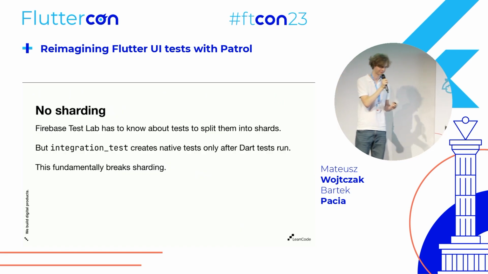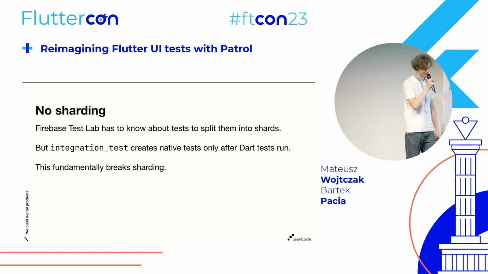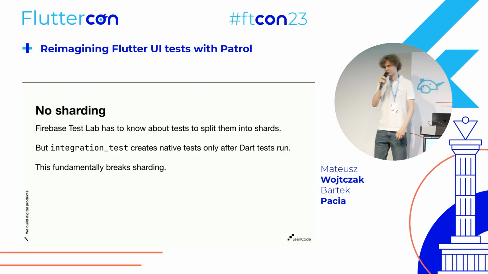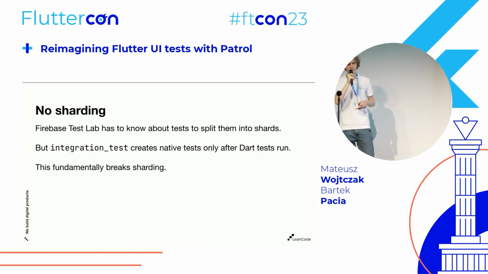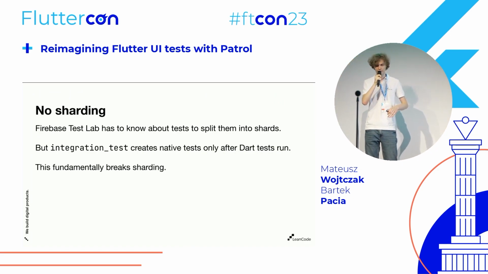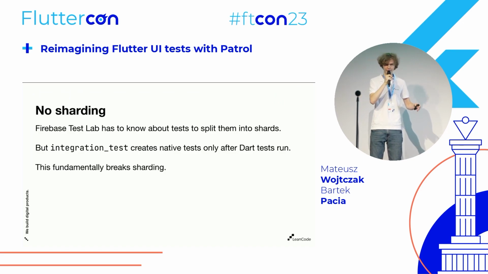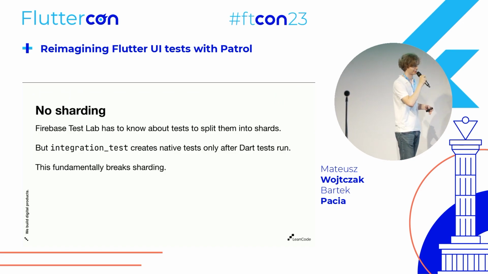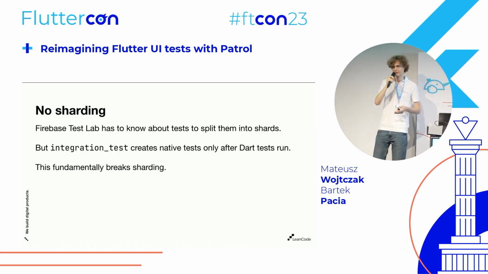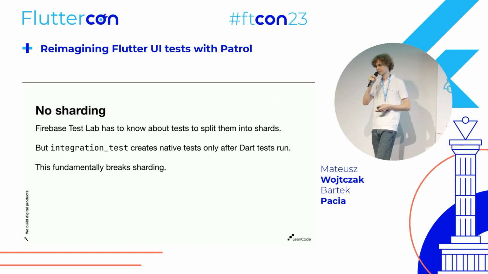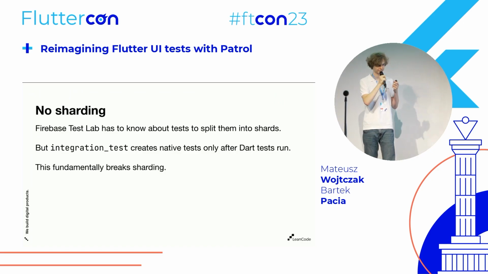Also, you get no sharding when you are using the integration test plugin. Sharding, for those of you who don't know, is a process of splitting your test suite across workers that run in parallel in the cloud, so you can get a very significant speed up for your tests. But because of the way the integration test plugin is implemented, sharding doesn't work.